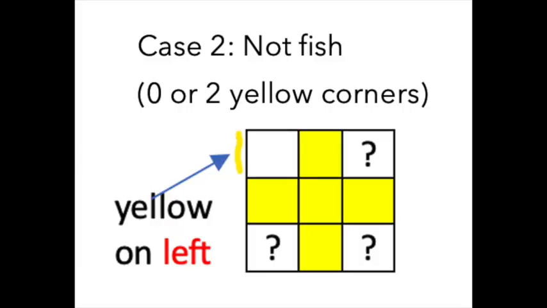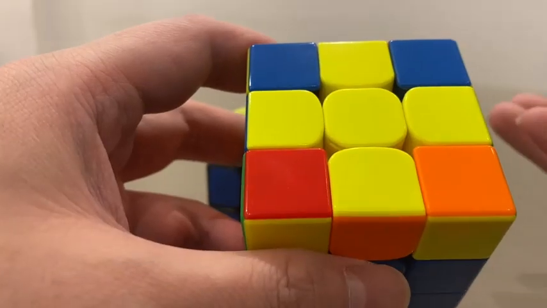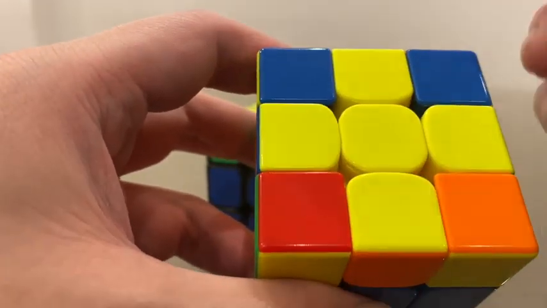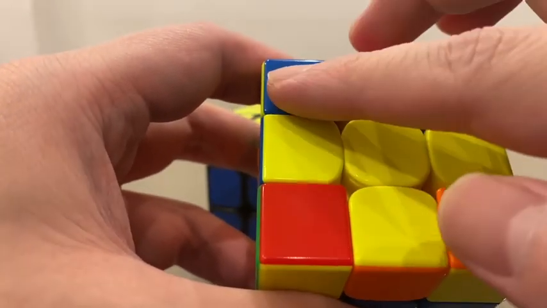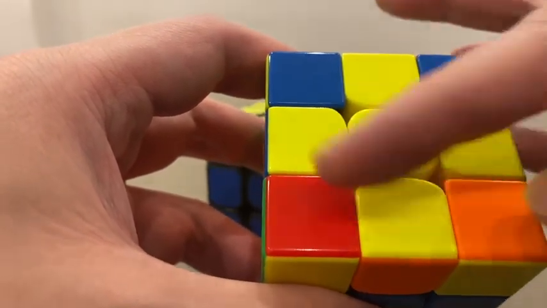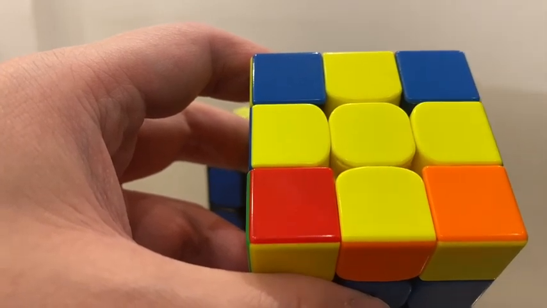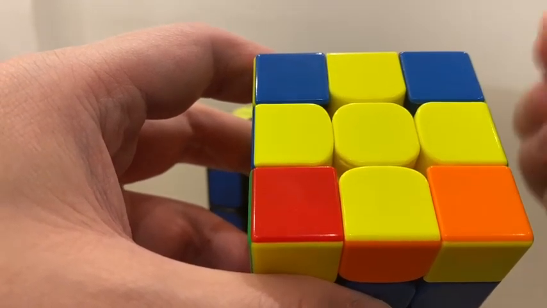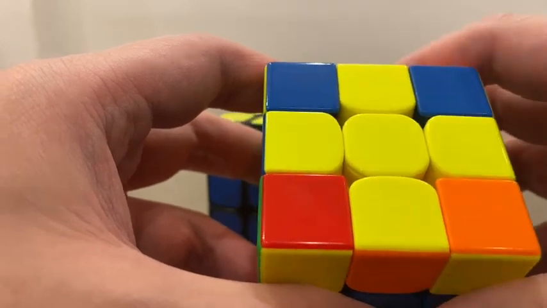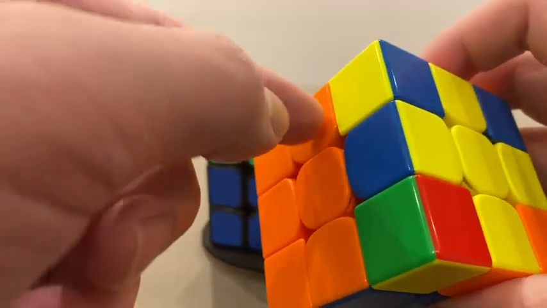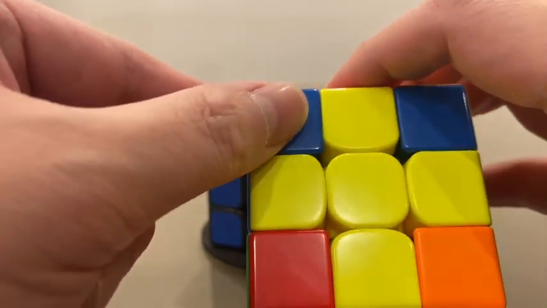Case 2 is when you have the yellow cross, but the number of yellow corners is not 1. It may be 0 or it may be 2 yellow corners. For this one, you have got no yellow corners. So of course, you can't put the yellow here because you just don't have a yellow corner. So what to do? For case 2, whenever you don't have exactly 1 yellow corner, all you need to do for the starting position is make sure that at this corner, the left-hand side is yellow. So this one is the correct starting position.